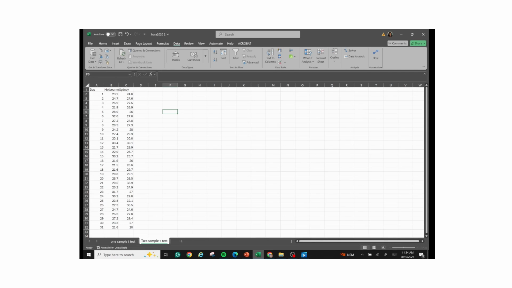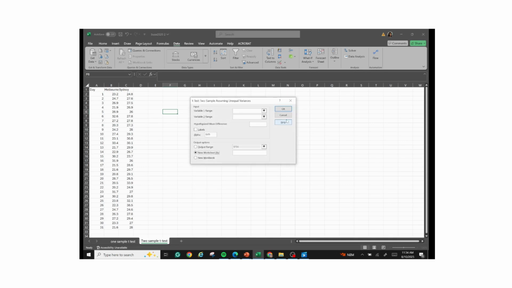So here's my data set for the two sample t-tests that I'll be conducting. This time I'm comparing Melbourne's January average to Sydney's January average maximum temperature. All data is sourced from the Bureau of Meteorology website. So in order to conduct my two sample t-tests, I could enter the data manually, but this will take a lot of time. So the easiest, much simpler way to conduct the two sample tests is through the Data Analysis ToolPak. So I select the t-test two sample assuming unequal variances, press OK.